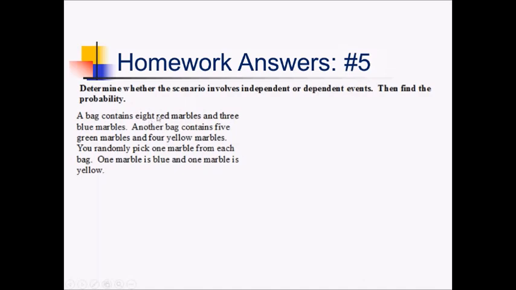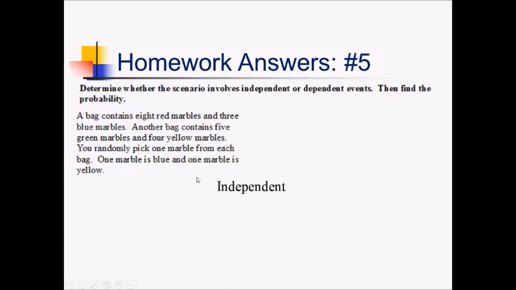For this problem, we want to figure out independent versus dependent and the probability. Our situation, we have a bag with 8 red marbles and 3 blues. And then we have another bag with 5 greens and 4 yellows. So 2 different bags with different types of marbles in them. And then you randomly pick 1 marble from each bag, and we want to know the probability that 1 marble is blue and the other is yellow. So independent or dependent? Well, since you're picking a marble from each bag, what you pick from one bag has no effect on what you get to pick from the other bag. So these are independent events. They have nothing to do with each other.